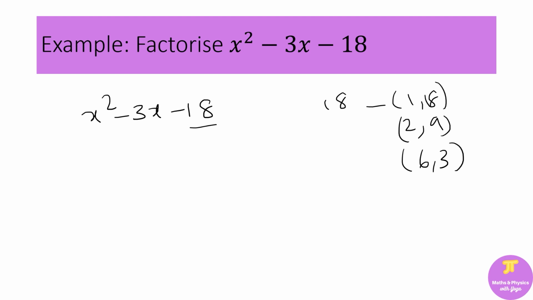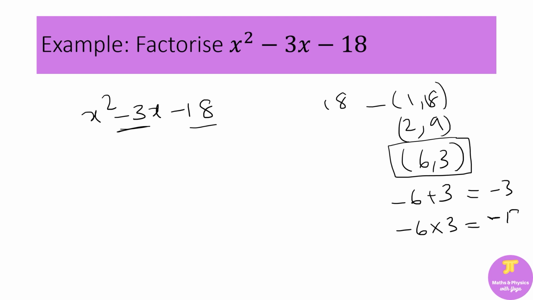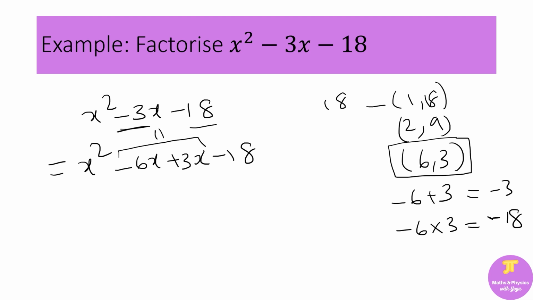And which factor pair can we use to get minus 3? This is the factor pair we can use, because minus 6 plus 3 equals minus 3, and minus 6 times 3 is minus 18, right? So this is a trick that you use to get the factors. So let's go back to this equation, and instead of minus 3x, I'm going to write x squared minus 6x plus 3x minus 18.